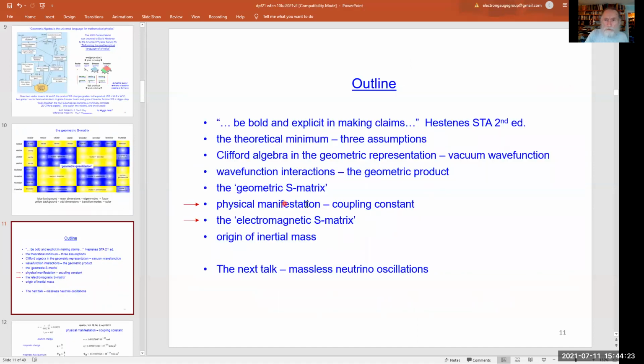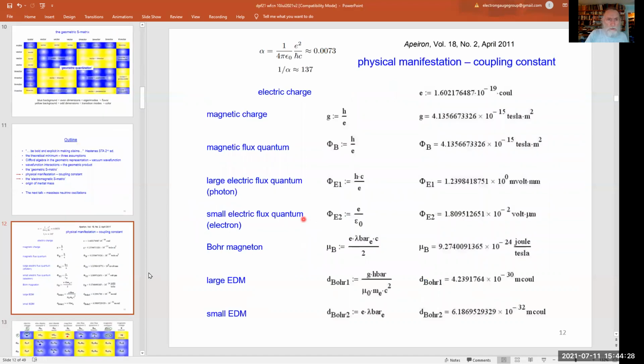So we're now at physical manifestation via the coupling constant in the electromagnetic scattering matrix. The way we get the physical manifestation, we already have our electric charge quantum. We can define the magnetic charge in terms of the Dirac relation and the magnetic flux quantum, interestingly enough, and this will show up in the neutrino wave function. The magnetic flux quantum is geometrically different, topologically different, but in numerical units, it's the same. So there's topological stuff going on here.